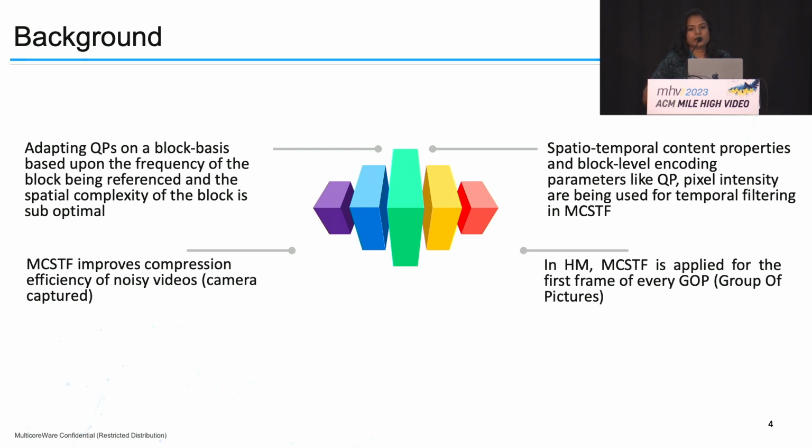Generally, any compression algorithm makes use of the fact that there is a lot of redundancy between consecutive frames in a video. The extent to which compression is applied is ultimately derived by the QP. So, adapting the QP at the block level, making use of only the spatial complexity, is a suboptimal solution. MCSTF tries to overcome this drawback by making use of both spatial and temporal complexity values, and it does a temporal filtering. In HM, MCSTF is incorporated, and it's applied only to the first picture of every GOP.